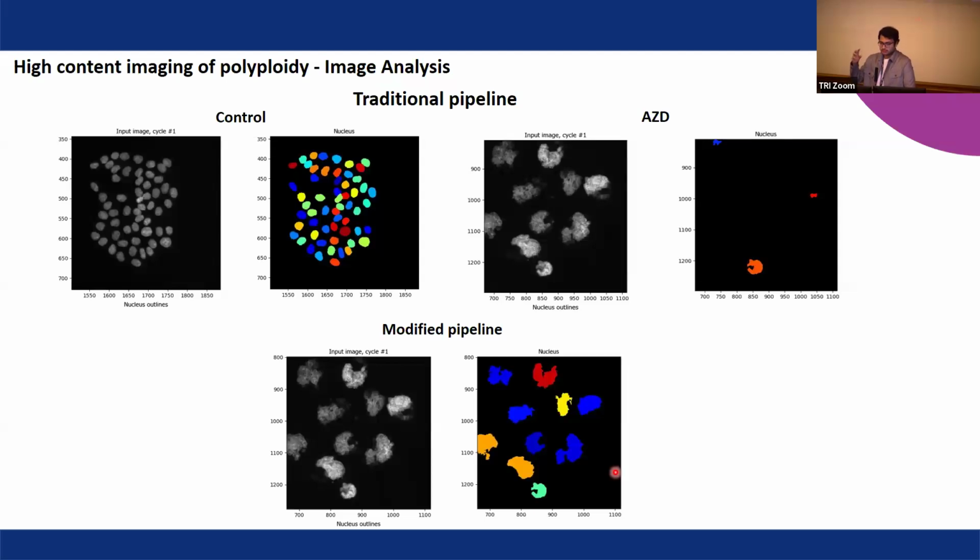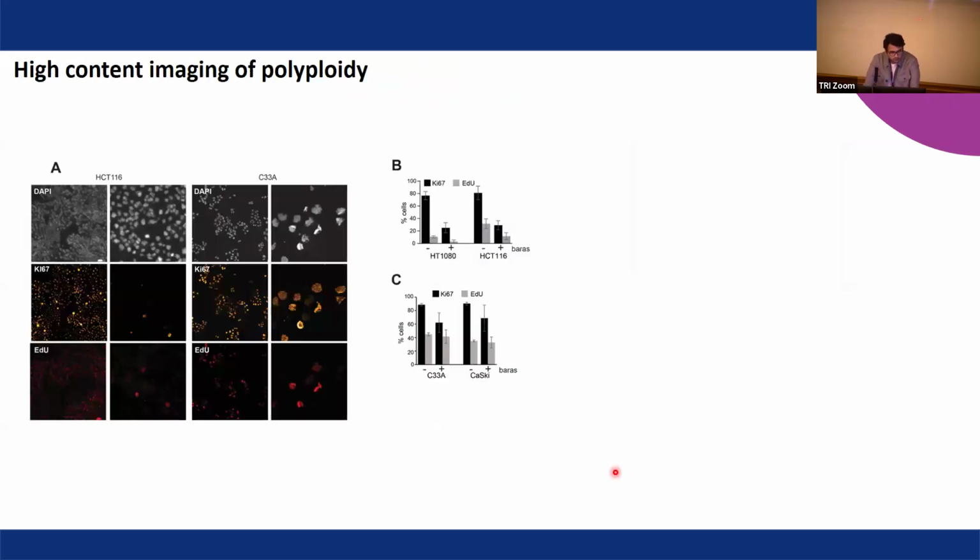But then still keep the output parameters the same, so I can get unbiased data. So this is what the output from the high content imaging looks like. This is an image from an experiment looking at proliferation markers.